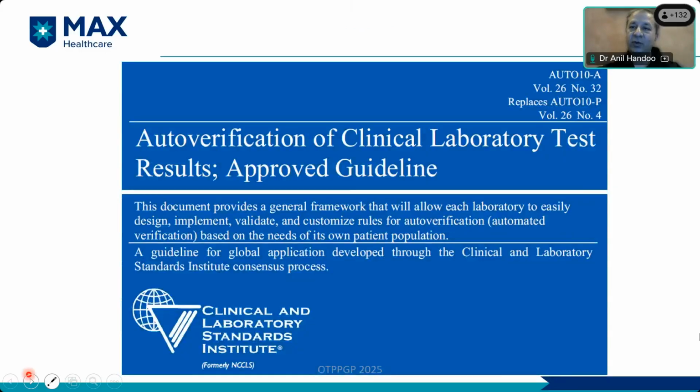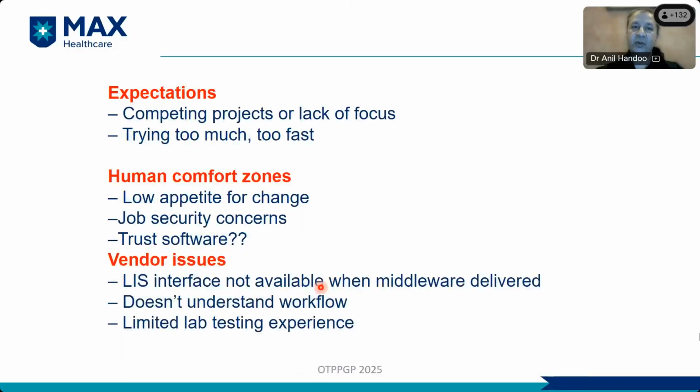And this is what I'll show you, how it becomes important. This is the CLSI guideline called AUTO10. A stands for approved. So this is an approved guideline, AUTO10, Autoverification for clinical laboratory testing. And whenever you try to implement it, most of the people will be kind of not pro it, because people will have expectations which might be different than what is expected out of it.